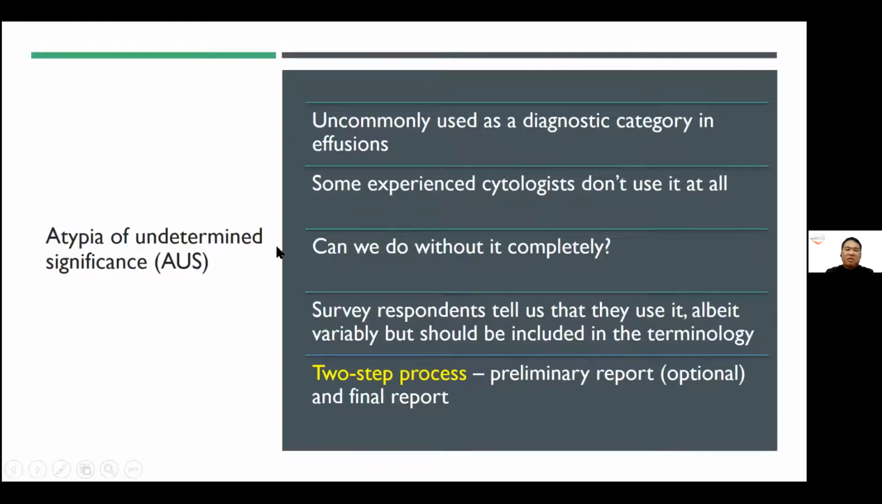So, in the consensus, we recommend a two-step process. You can pick up these scattered atypical cells in a preliminary report as the first step. And then if you get an adequate sample, prepare a cell block and do some stains, then you give a final report to suggest whether it is a reactive process or a neoplastic process.